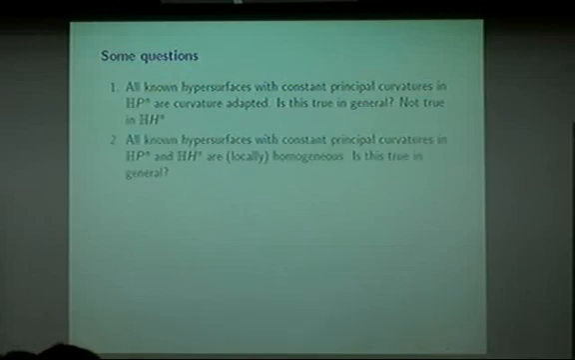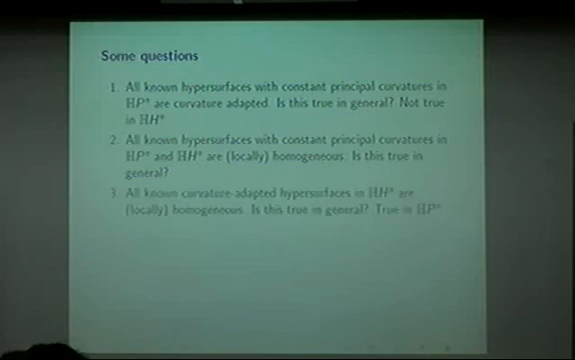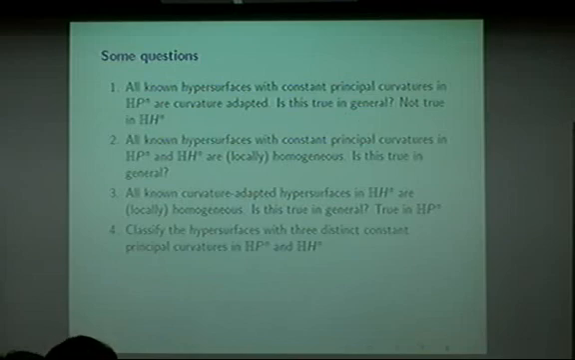The second problem is that all known hypersurfaces with constant principal curvatures in these quaternionic space forms are homogeneous. Is this true in general? These are the only known examples, the homogeneous ones. Then all known curvature adapted hypersurfaces in quaternionic hyperbolic space are homogeneous. Is this true in general? It's true in the quaternionic projective space. And that's also an open problem.